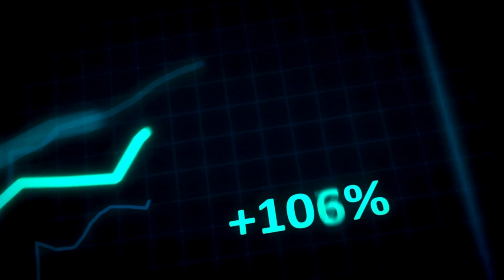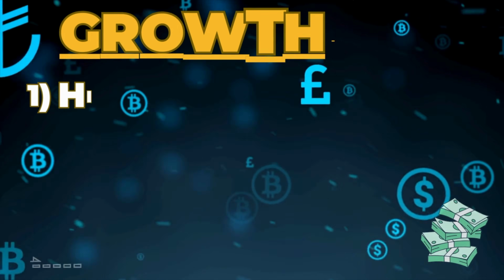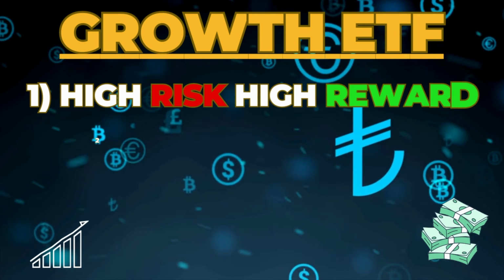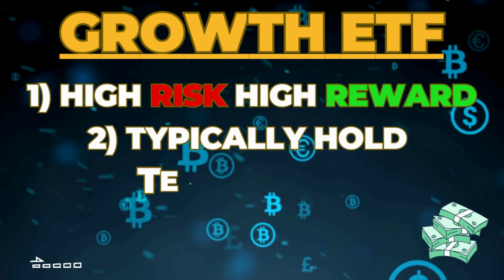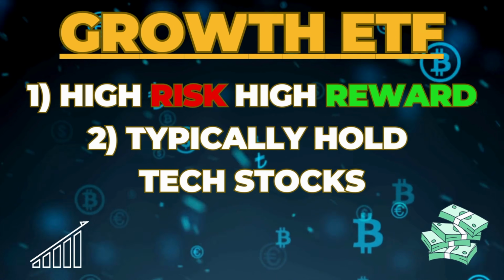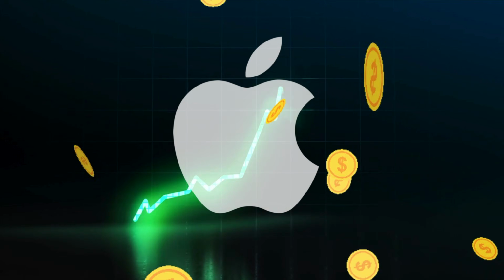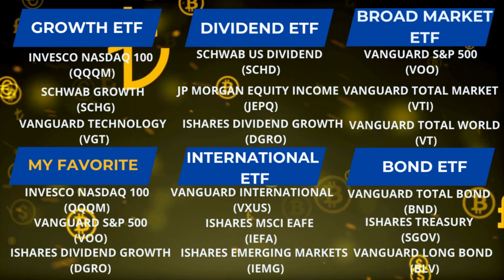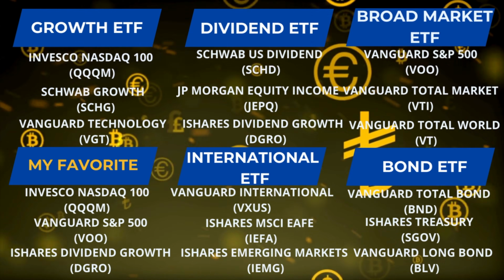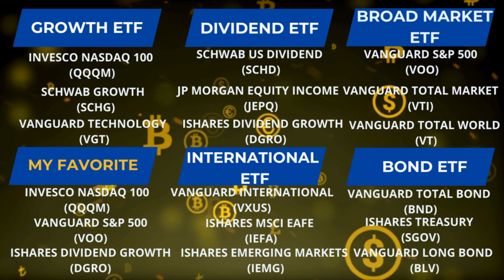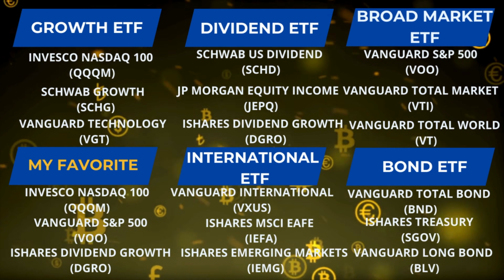Think of them like broad market ETFs, but on steroids. They provide high growth, in that you are investing for higher returns than broad market ETFs and dividend ETFs. Growth ETFs typically invest in tech stocks. Here is a quick list of some of the best ETFs for every category, so go ahead and do more research on them if one piques your interest.